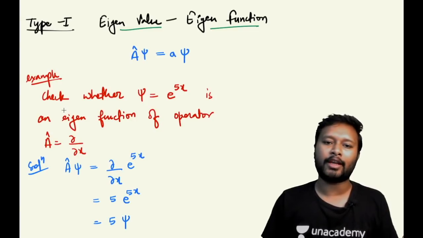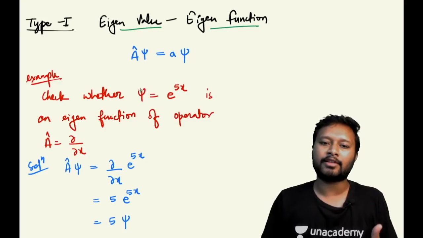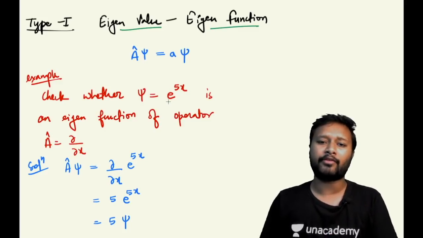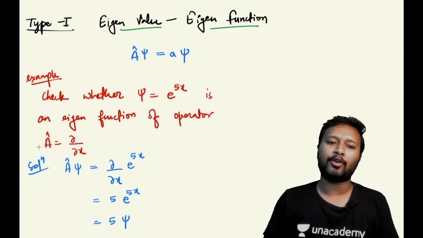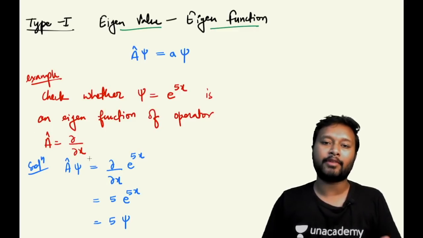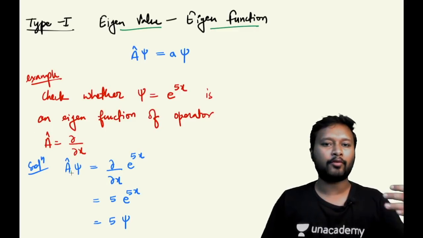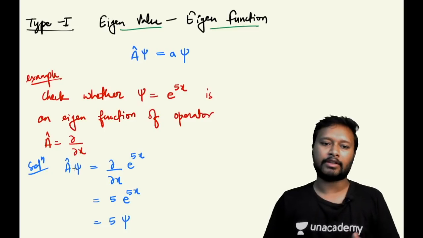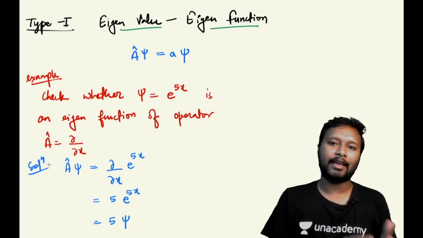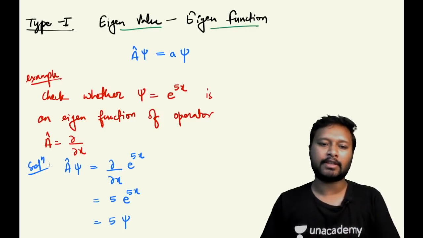I have just given an example over here. It will be given that check whether this psi, which is e to the power 5x, is an eigenfunction of the operator. The operator is given to us as d by dx. Now what you have to do is operate this operator on this wave function. So A psi, that's what I'm going to do: I'm going to operate A, my operator, on the wave function psi.